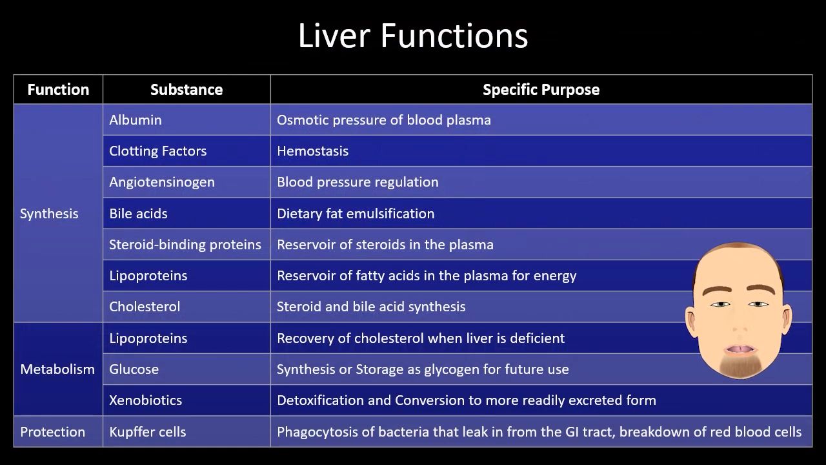The liver has an enormous number of critical functions, many of which may not be familiar to most people. The liver synthesizes albumin, which is a major plasma protein that is important in keeping fluid in the blood vessels through osmosis. The liver synthesizes clotting factors, which are critical for hemostasis when we're wounded. The liver synthesizes bile acids, which are critical for absorbing dietary fat. I'll show this in greater detail later on.